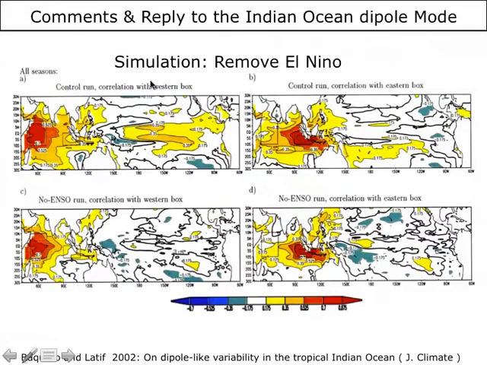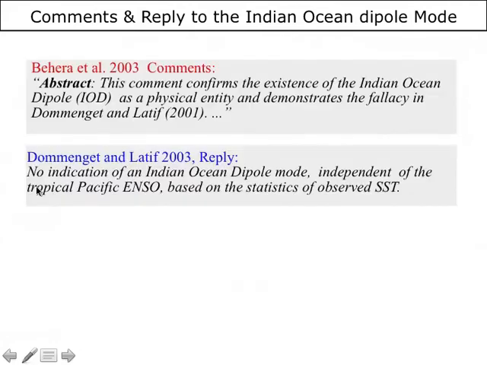And then they do the simulations as well. They suppress variability in the Pacific and look at what's going on in the Indian Ocean. Again, there's no dipole there. So as it stands, we disagree on this, but most people believe the comment is correct, although I think they haven't really looked at the algebra. But nevertheless, this is a kind of dispute that exists in the climate community.